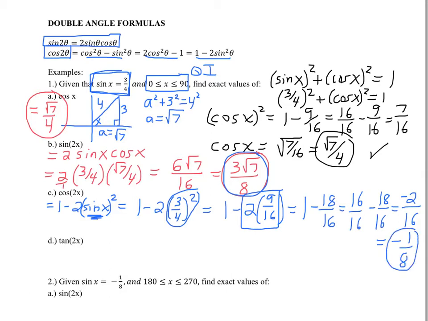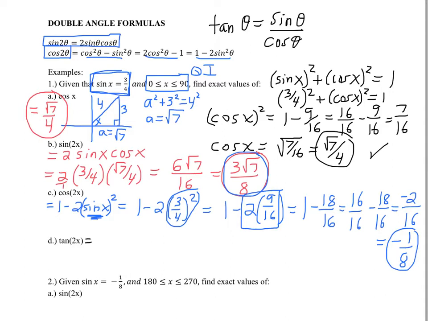And lastly, my tangent here. My tangent of 2x, well, I don't have a formula up above for that. Recall, though, this is in your formula sheet. Let's write this down again. Tangent of theta is equal to the sine of theta over the cosine of theta.